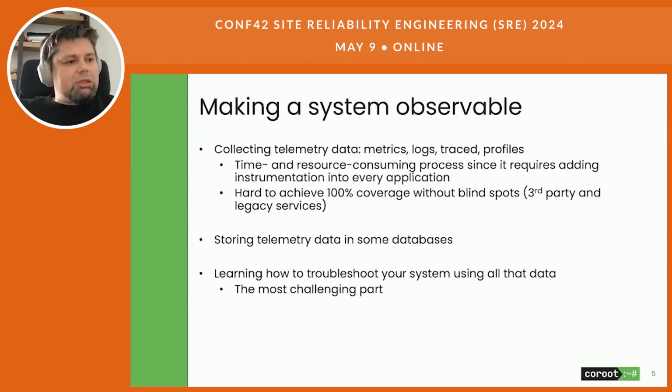And one of the additional disadvantages is that you cannot achieve 100% coverage of such a system, because usually we have a lot of third-party services or legacy services. We cannot modify their code. That means we cannot integrate OpenTelemetry into such applications.